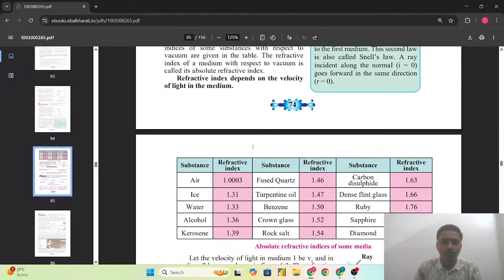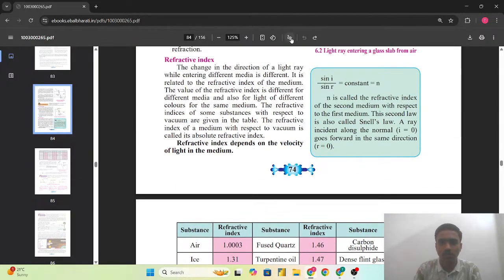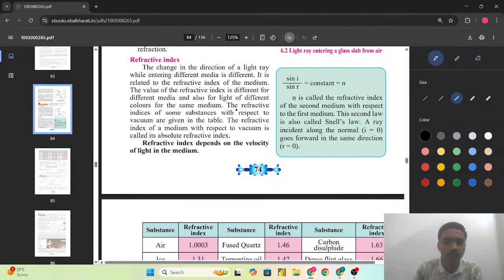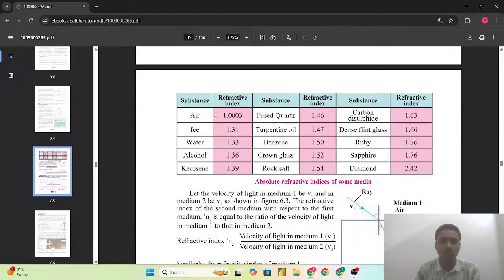So we are given here the refractive indices. The value of the refractive index is different for the different media and also for the light. And how is the refractive index written? The refractive index of the medium with respect to vacuum. Or the refractive indices of substances with respect to vacuum are given in the table. So we are given the different refractive indices of the various different substances.